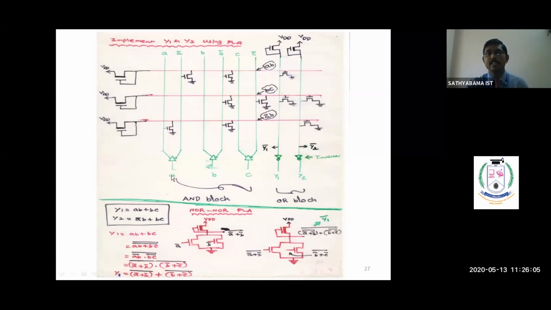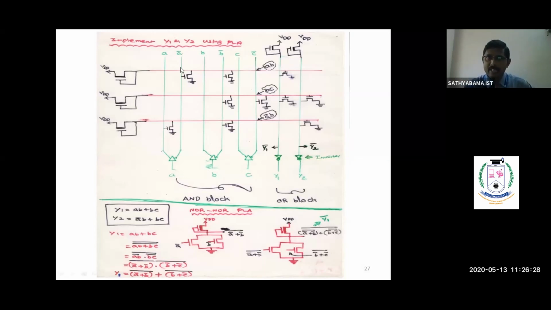Here you have to see the variables. What are the different input variables we are having? A, B, C we are having. So three variables we have to use: A, B, C. So this is A. If you are putting a bubble, this is nothing but A bar. So A bar, B bar, C bar. So totally six vertical lines we have to make for three inputs.